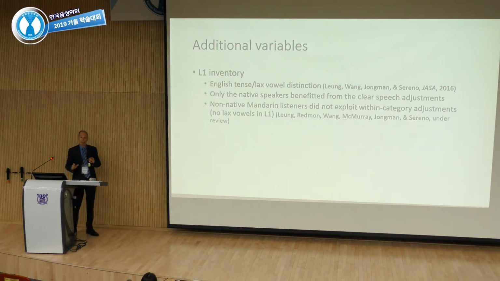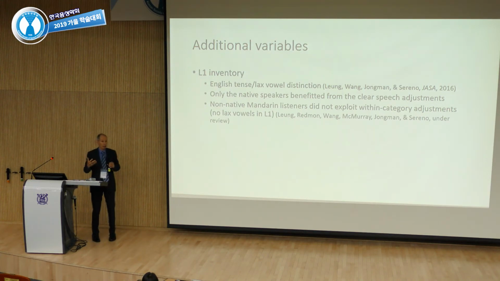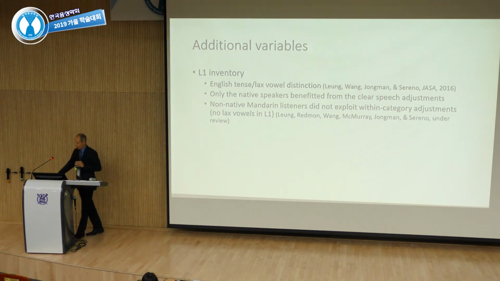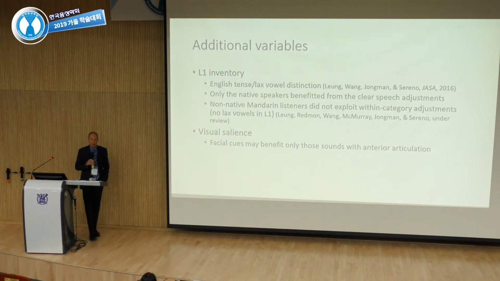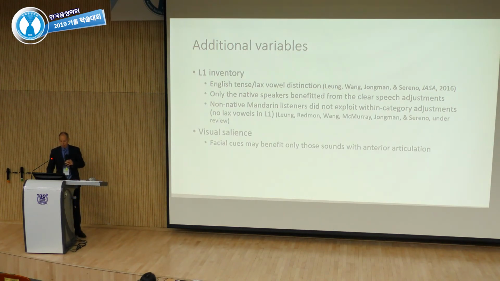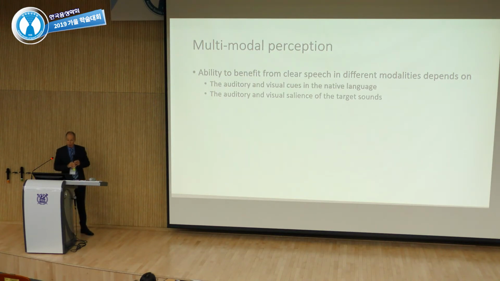And when we're looking at multimodal perception and we're including the visual modality, then we also have to start thinking about the role of visual salience per se. Okay, so it may be the case that facial cues may only benefit those sounds with a more anterior articulation. It can be easier to read off the lips. So those are some things that we wanted to look at. And so the idea is that the ability to benefit from clear speech in different modalities, audio-visual, audio and visual, depends on the auditory and visual cues in the native language, and of course the auditory and visual salience of the target sounds.